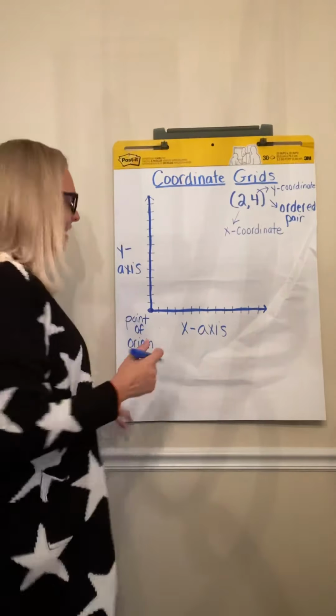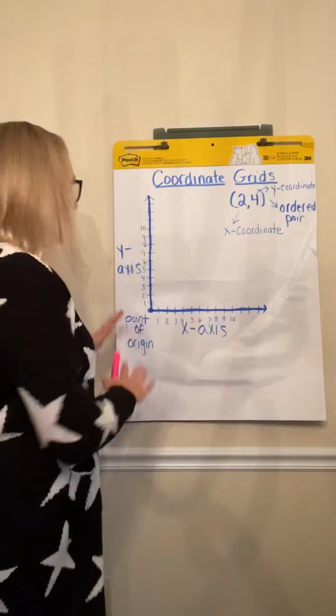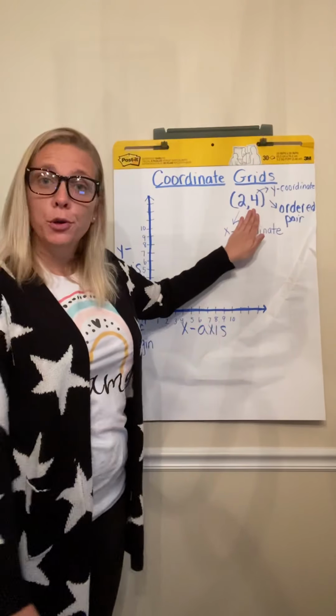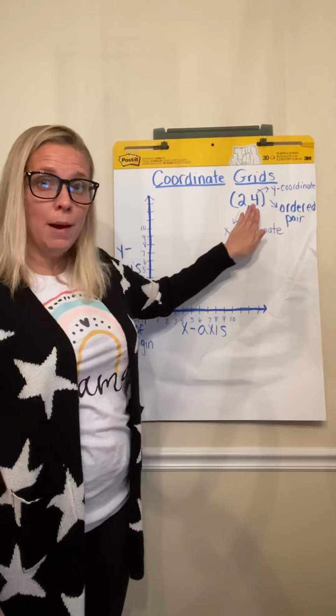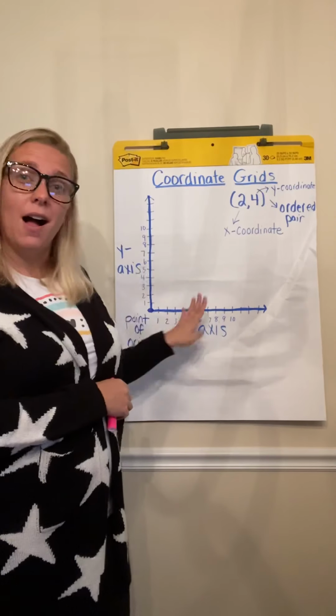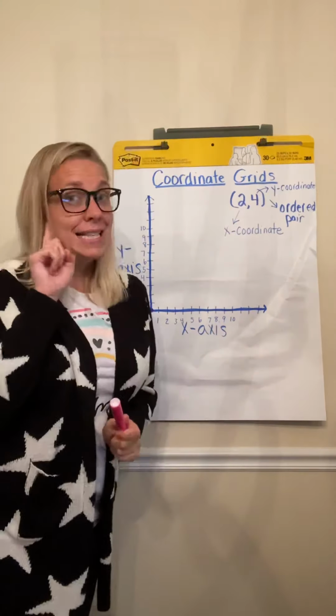Now, something that I want to do now is talk about how to plot the point. So we know that we have an x-axis and a y-axis. We know that we have ordered pairs, which are always two numbers. We know that the first number is the x coordinate and the second number is the y coordinate. But what does all of that mean? The ordered pair is going to give you the direction of where to draw on the grid. So all I have to do is listen and follow.